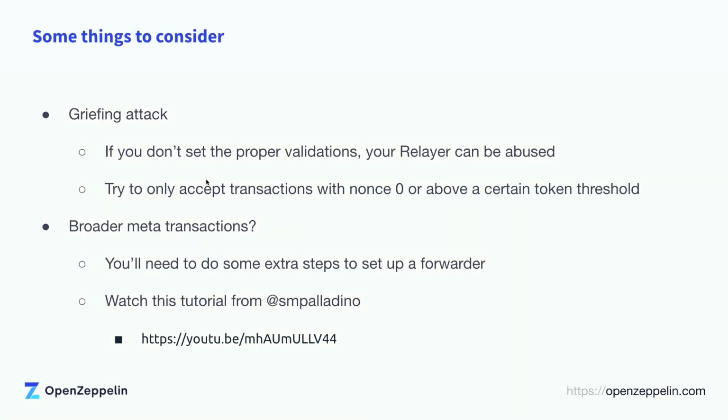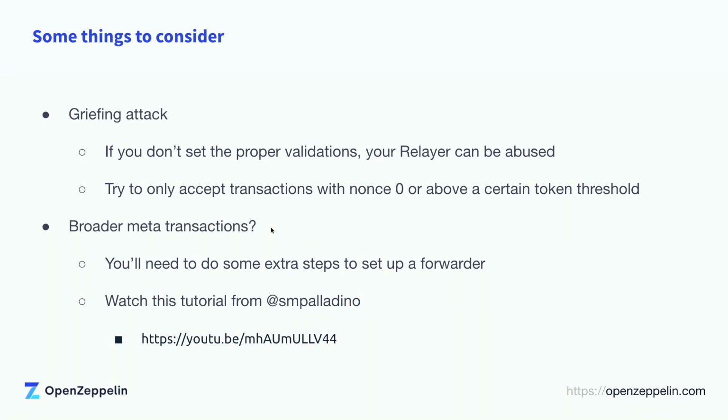Some things to consider. There is a griefing attack that can happen if you leave your Autotask open to anybody. Somebody can abuse it, obviously. So one way to avoid this is setting up, for example, the nonce to 0, so people can use it just once per account. Another way to protect it is adding extra values to the signature or doing something else in the actual Autotask code.